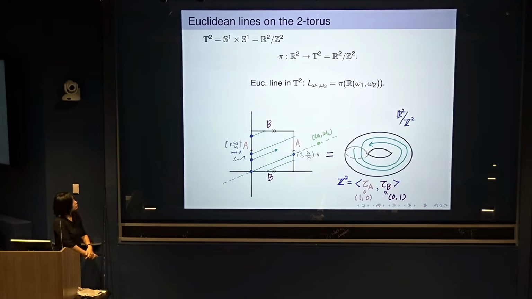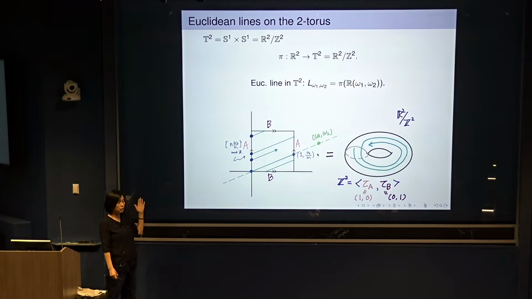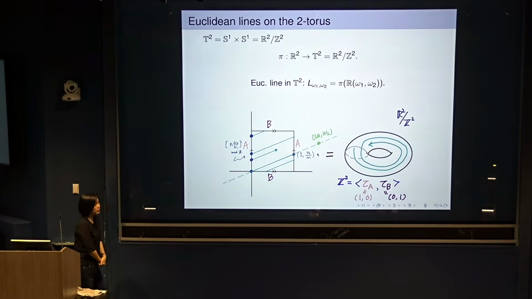So now she travels the 2-torus. The 2-torus is simply a product of 2 circles, S1 times S1. We can also think of that as the plane R2 quotient by the integral lattice Z2.